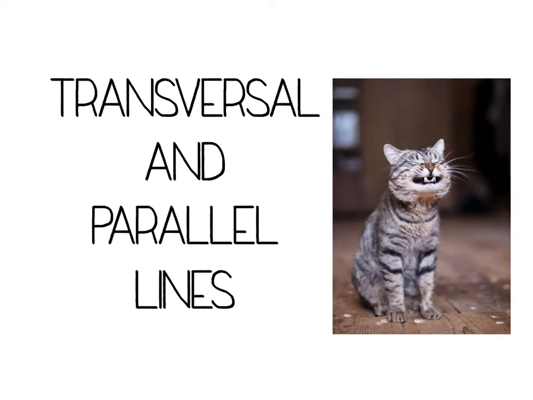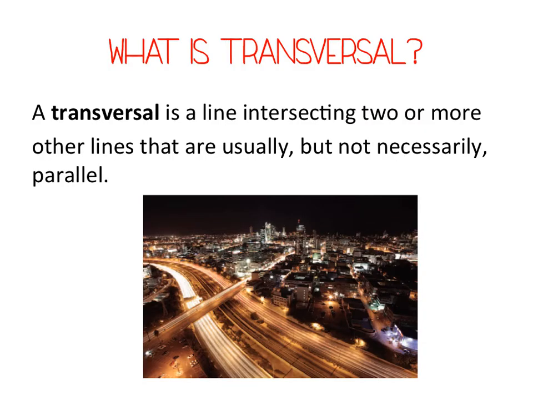Today we are just going to revise transversal and parallel lines. A transversal is a line that intersects two or more other lines. They're usually parallel. I mean, when we talk about transversals, we're going to talk about them with parallel lines, but they're not necessarily.